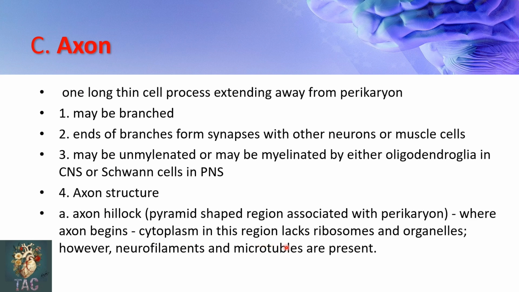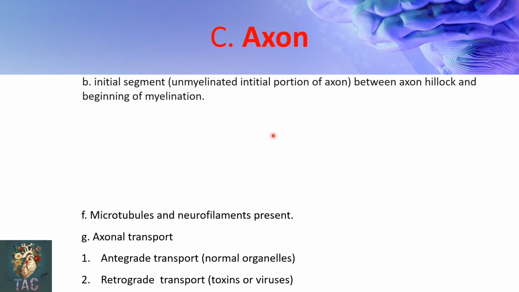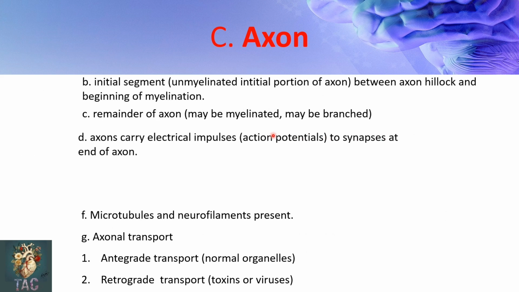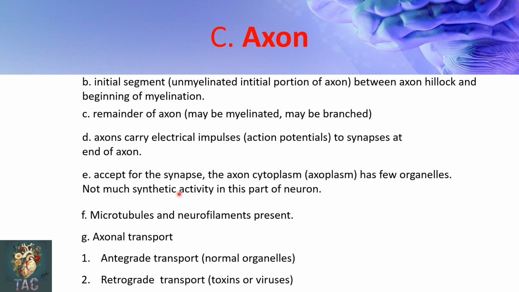Cytoplasm in this region lacks the ribosomes and the organelles. However, neurofilaments and microtubules are present. Then the initial segment. The initial segment is usually the unmyelinated portion of the axon between the axon hillock and the beginning of myelination. The remainder of the axon may be myelinated. It may be branched. The axons carry electrical impulses to synapses at the end of the axon, and except for the synapses, the axon cytoplasm has few organelles, not much synthetic activity in that part of the neuron.